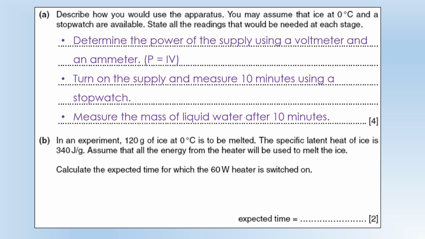So, an experiment: 120 grams of ice at 0 degrees is to be melted. The specific latent heat of ice is 340 joules per gram. Assume all the energy from the heater is used to melt the ice. Calculate the expected time with a 60-watt heater.